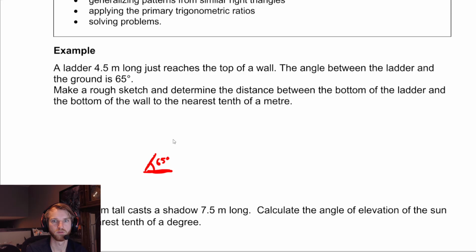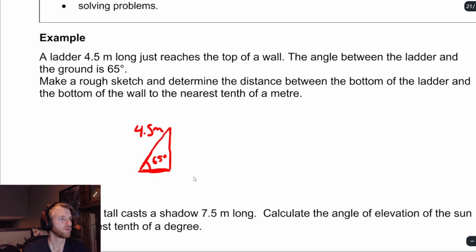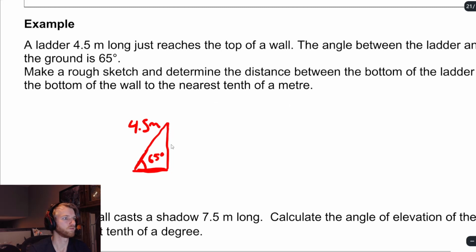Okay, that's 65 degrees. And it told us that a ladder is 4.5 meters long and just reaches the top of a wall. So it's going up against a wall and just reaches the top of it. And we were told that the ladder is 4.5 meters tall. Okay, so the ladder here is 4.5 meters. This is our wall. Here's the ground. There's the ladder. All right.